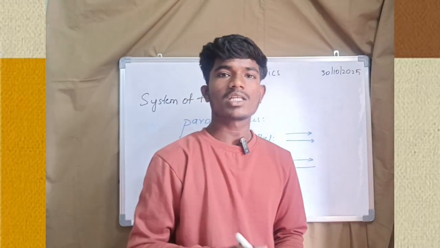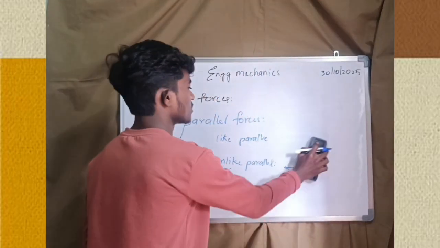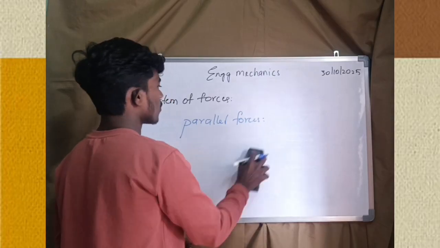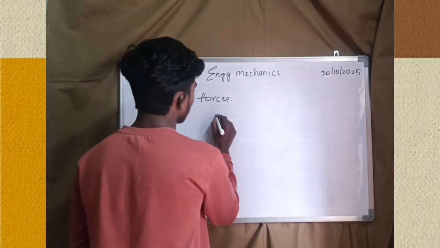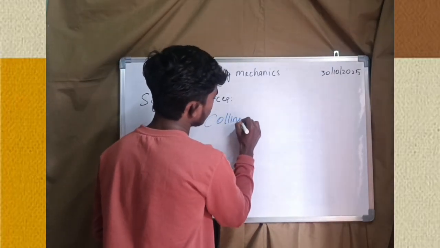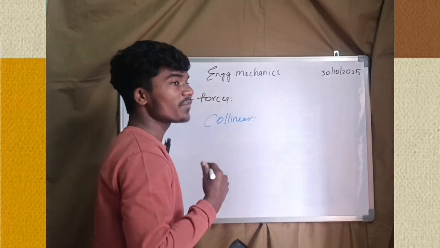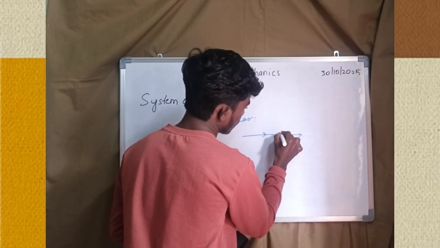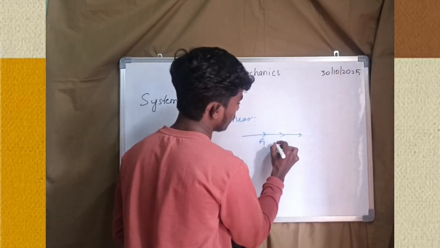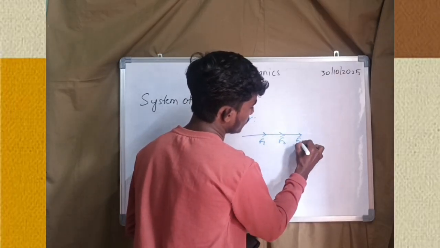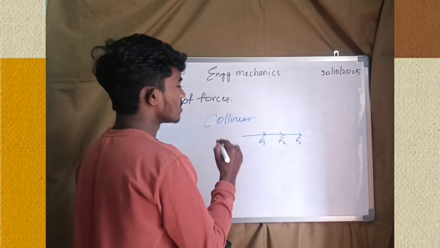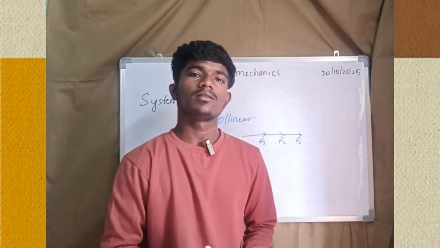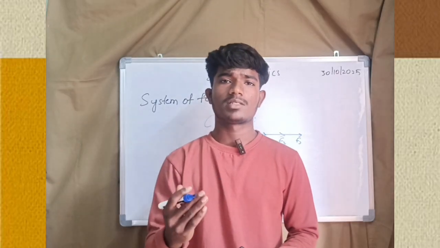And the last one, collinear forces. The final one in the system of forces is collinear forces. Generally, collinear forces are the forces whose lines of action are in the same line. For example, this is F1, F2, F3. The forces acting on the same line are termed collinear forces. These are the system of forces.